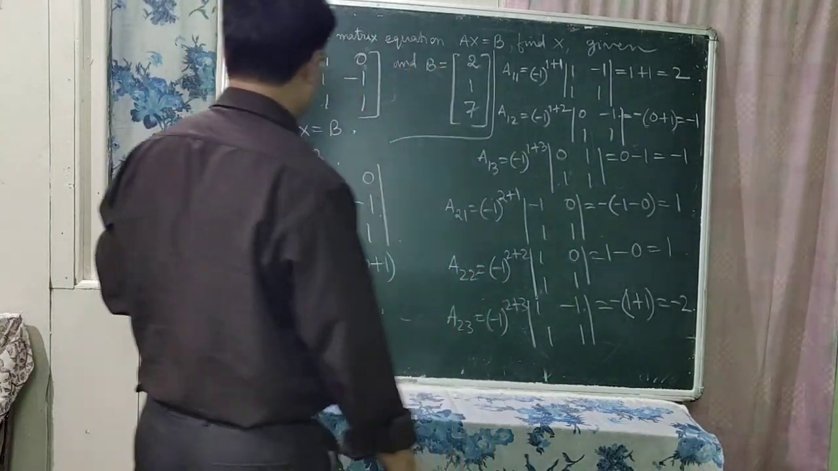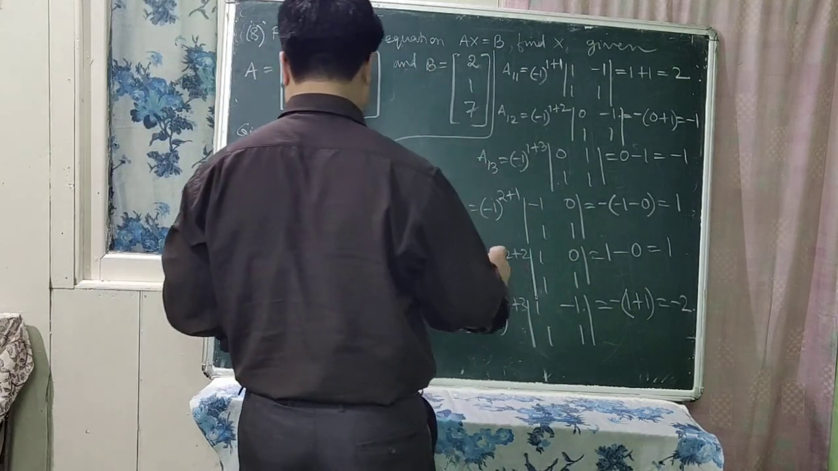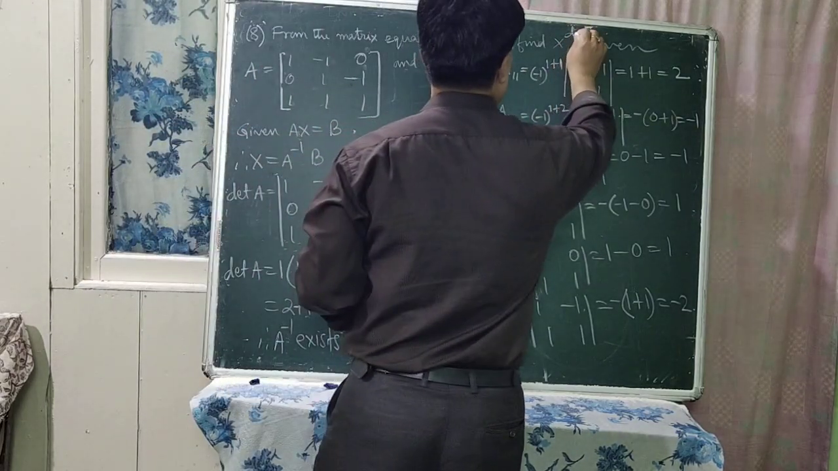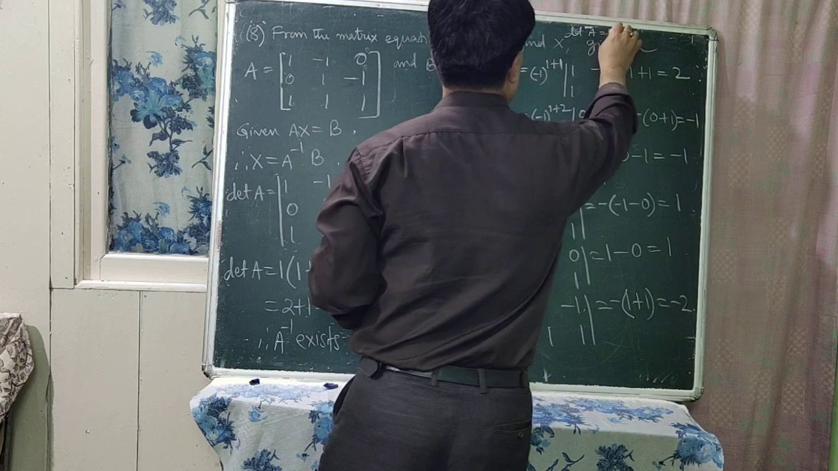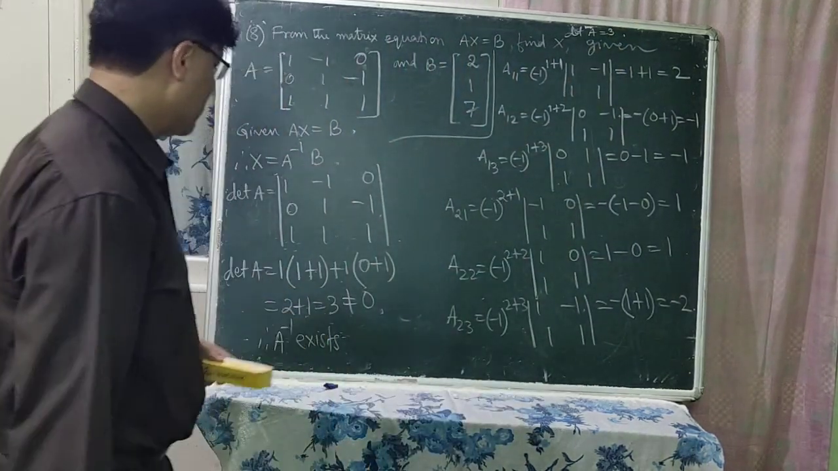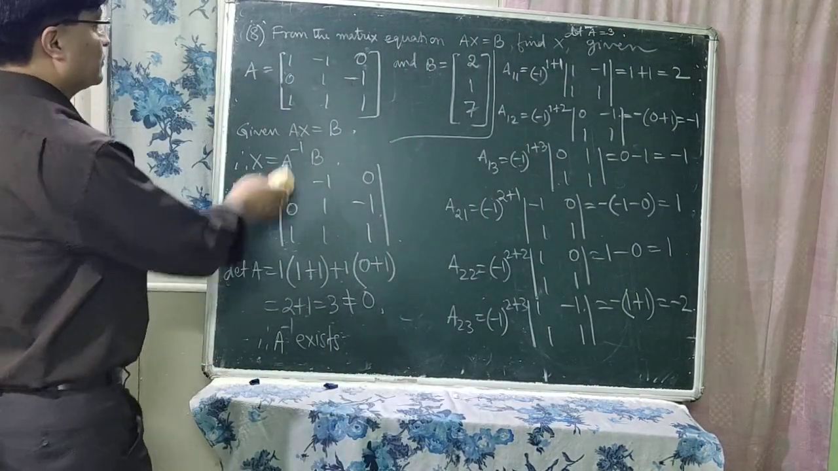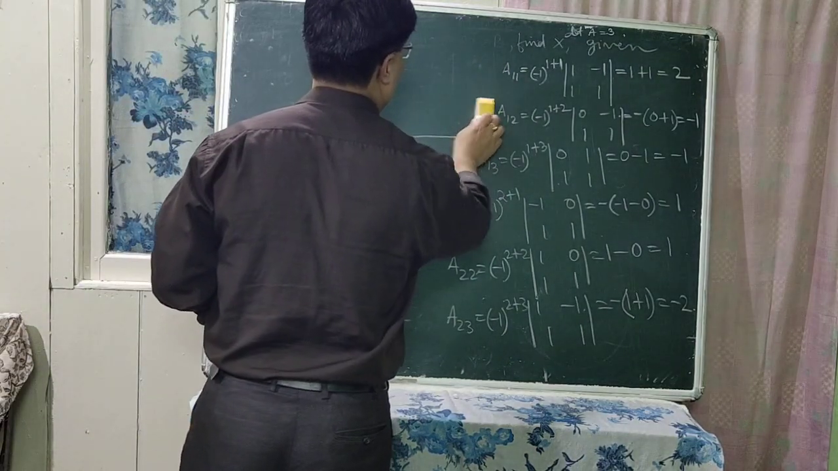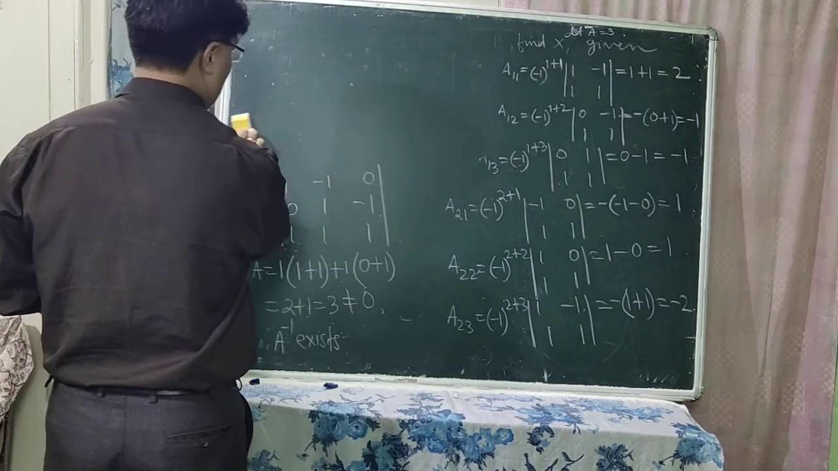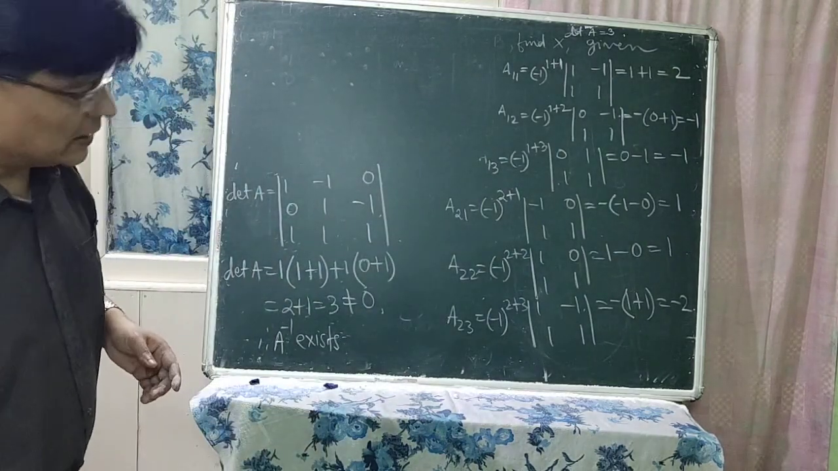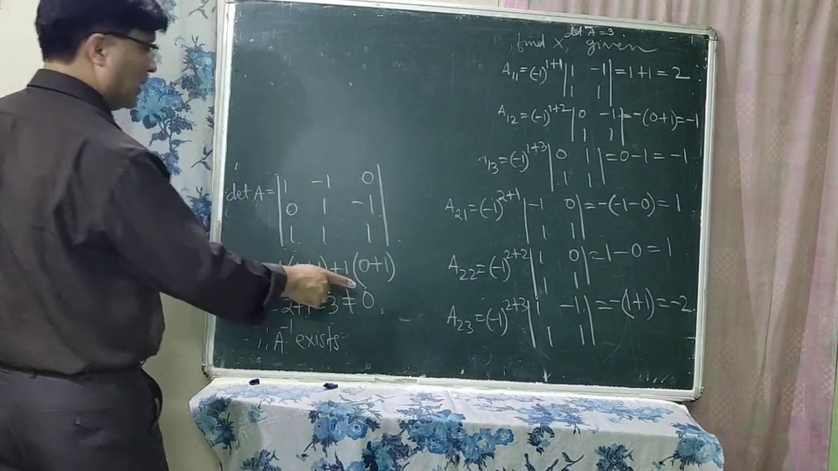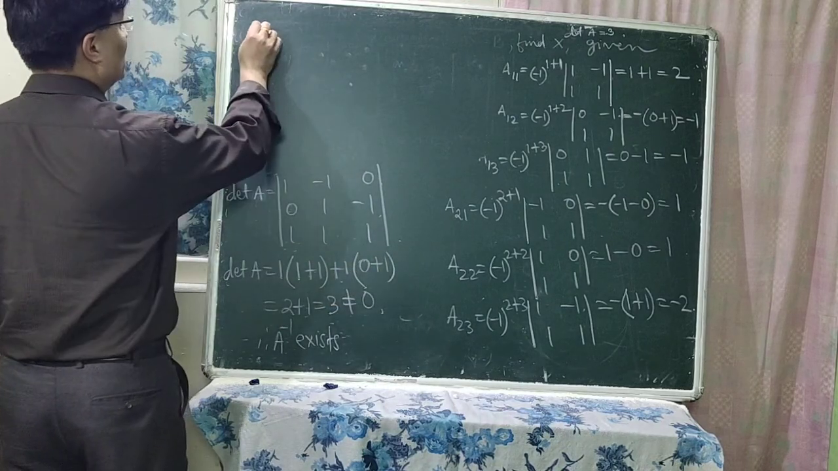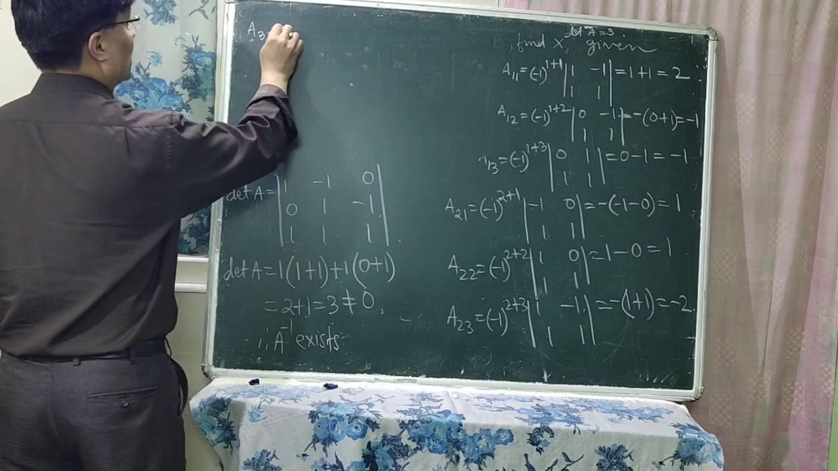Okay. Now let us write down det A out here. What is det A equal to? Det A is equal to 3. That is, det A is equal to 3, right? Next, let us find out A23. We have got A23. Now A31.